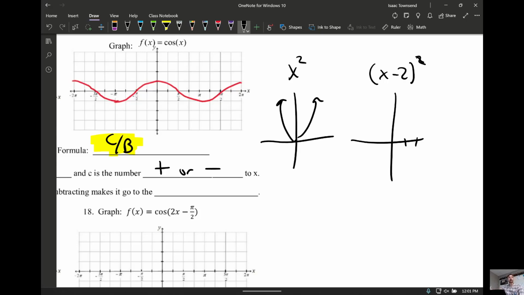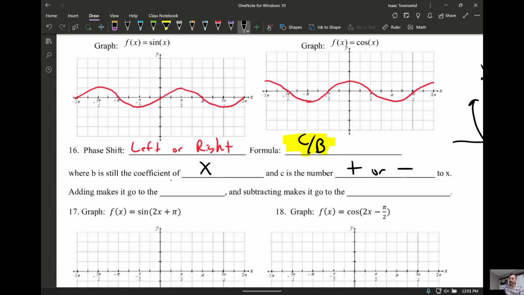Usually when you think subtract, you think to the left because of like number lines and such. But if you subtract from x, it goes to the right. And if you add to x, it goes to the left. So it's consistent with other algebra stuff, but maybe not intuitive.